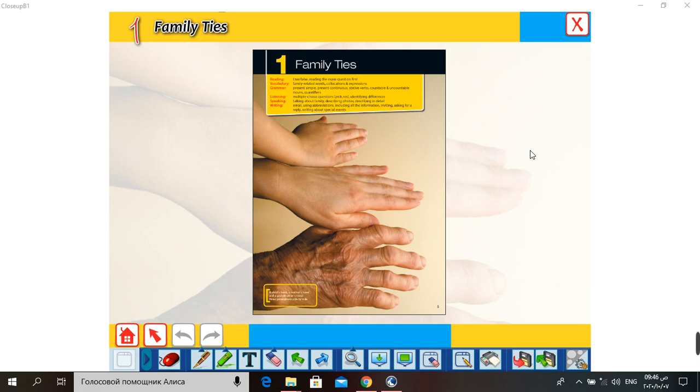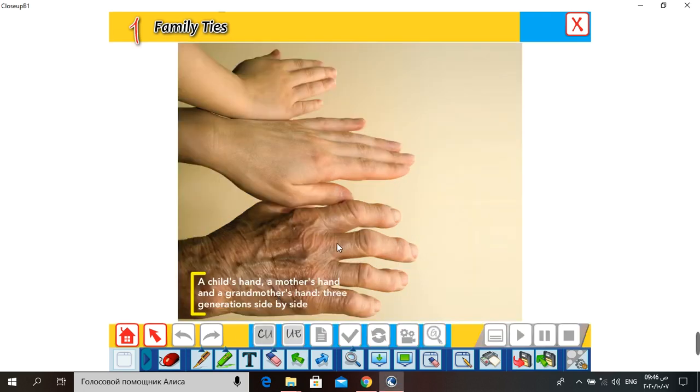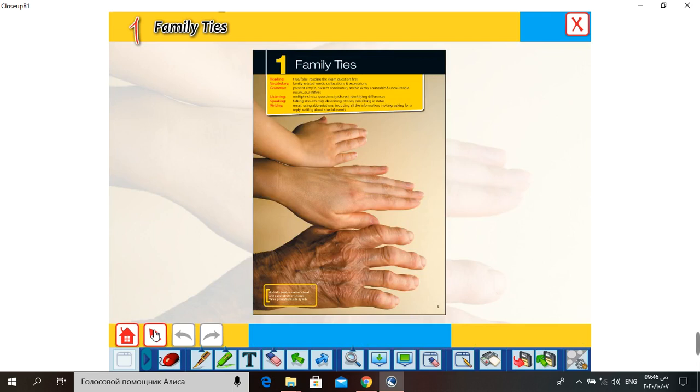Well, the picture shows 3 different hands which belong to people of different ages: a child's hand, a young adult's hand, and an elderly person's hand. So you can guess that the 3 hands belong to people from the same family: a granddaughter, a mother, and a grandmother. And here is the caption, which I find very appropriate to the picture. It's a child's hand, a mother's hand, and a grandmother's hand, 3 generations side by side. So you can guess that you can have people belonging to different generations within the same family.